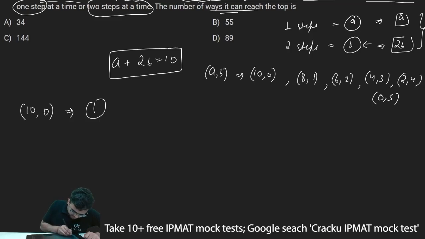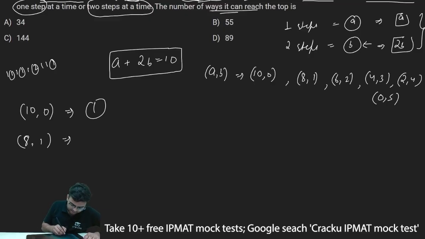Now if it is 8 comma 1, what will happen with 8 comma 1? It will be something like 1, 1, 1, 1, 1, 2, 1, 1 and 1. Now this 2 can come here as well, or 2 can come at the second step as well, or 2 can come at the last step as well, or 2 can come at the fourth step as well.